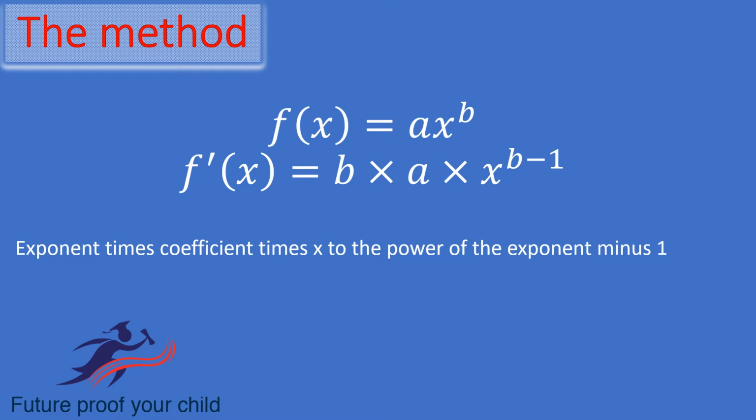So here's the method. If we have f(x) equals a times x to the power of b, to find the derivative, we will take the exponent and multiply it by the coefficient. So we have b times a. You then write your x down, and you take your exponent and subtract 1. Therefore, exponent times coefficient times x to the power of the exponent minus 1.